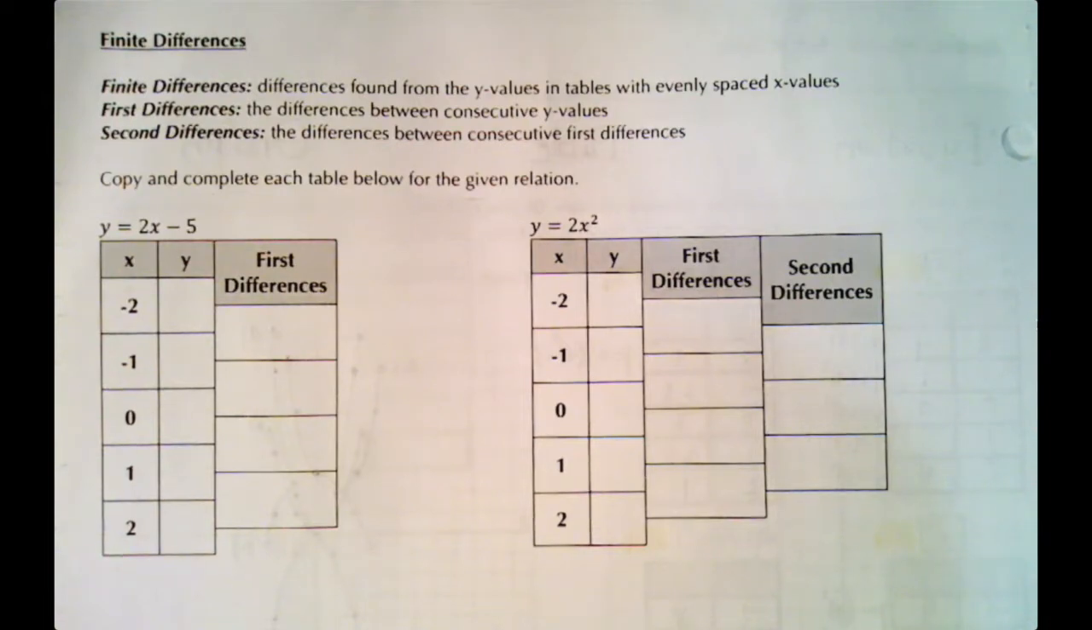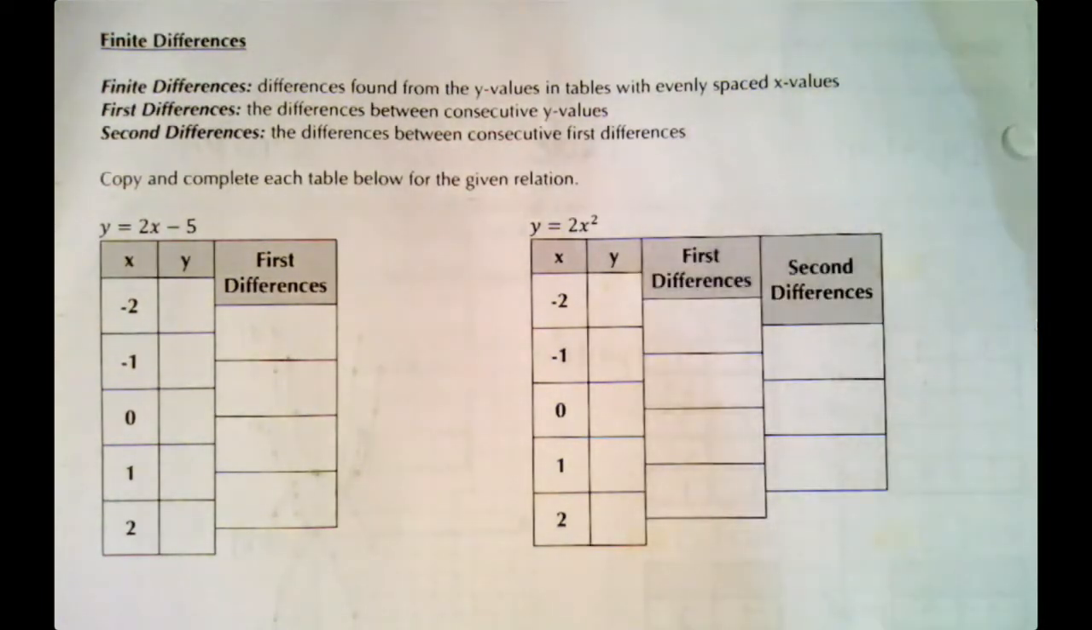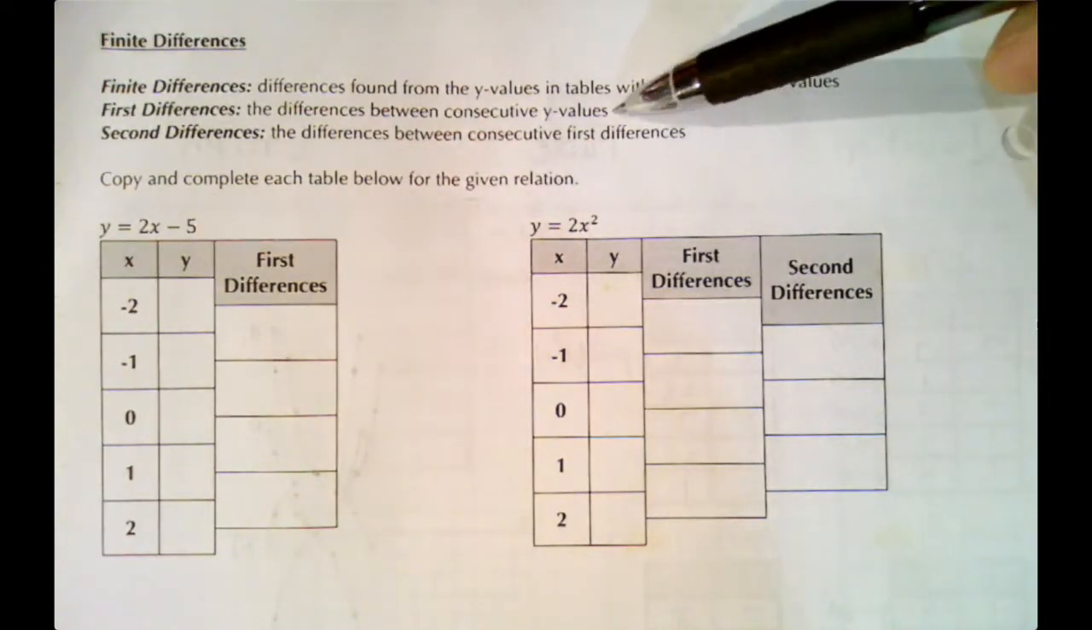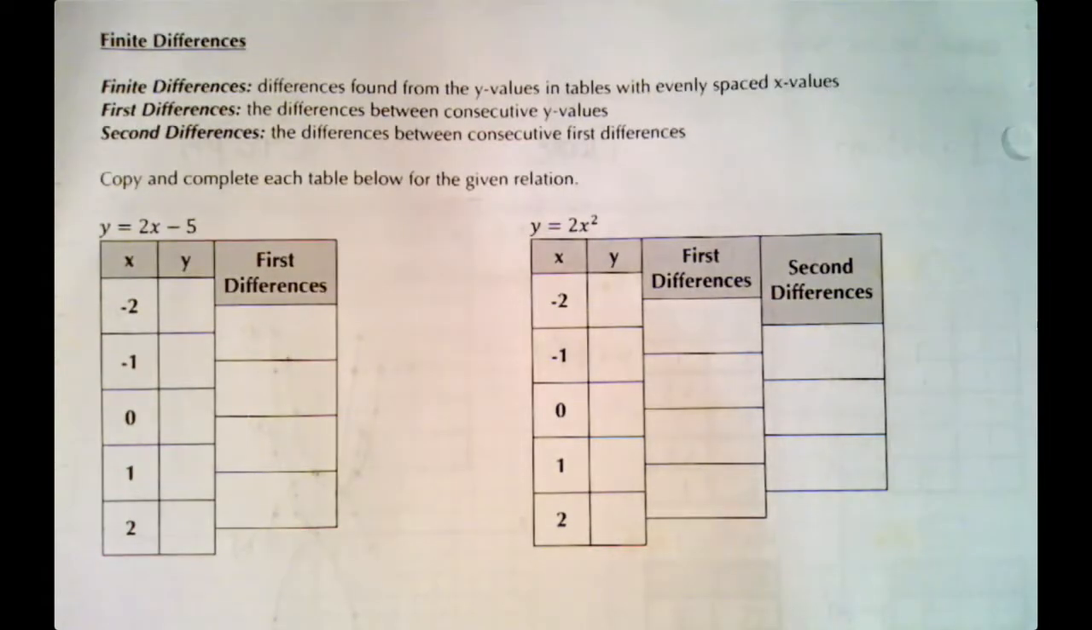Part 3 is finite differences. What's a finite difference? Well, it's a difference found from looking at the y values in a table when we have evenly spaced x values. So that means our x values are going up by the same amount. And then we're going to look at the difference in the y values. That's called a difference. The first difference is when you're looking at consecutive y values, and the second difference is when you're looking at consecutive first differences. And I'm going to show you what I mean.